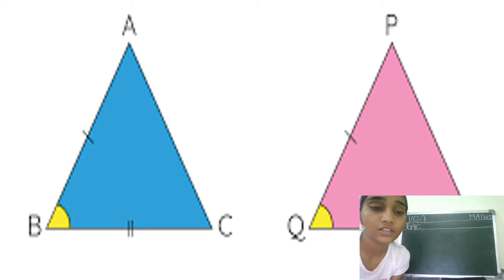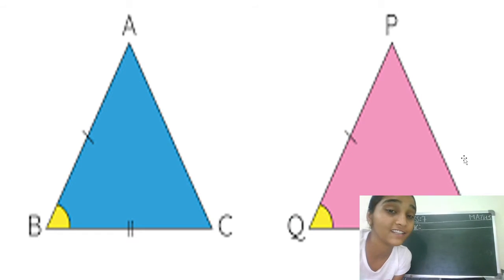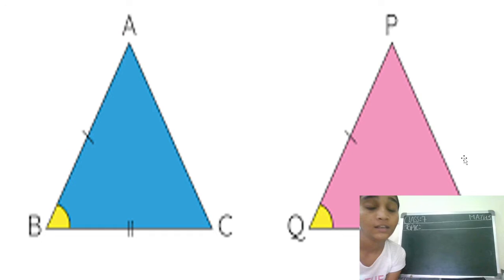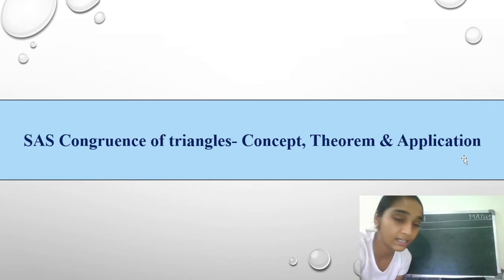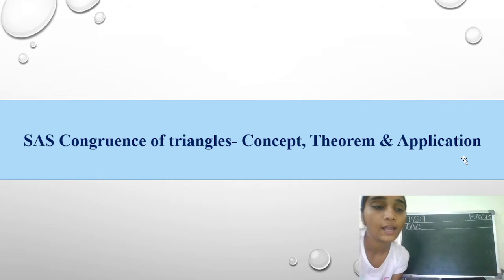So students, if I ask you how will you show that these two triangles, triangle ABC and triangle PQR, are congruent to each other? I hope you might not have the idea because we have not discussed these things. We have discussed only the side congruence. If you are saying that we can also do it, but we don't have the third side over here. We have two sides and one angle. So students, today our topic of discussion is the SAS congruence of triangles, and we are going to discuss its concept, theorem, and a few applications of it.